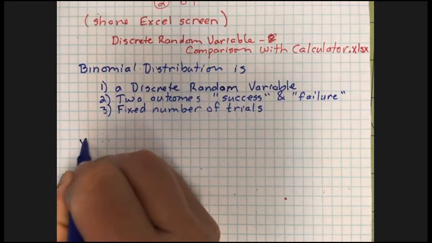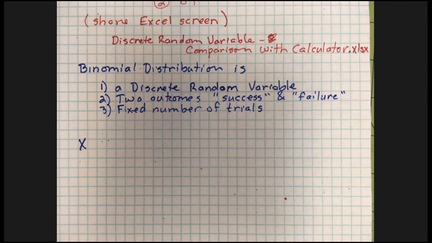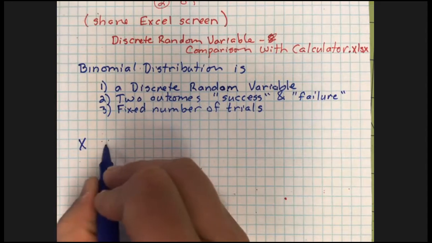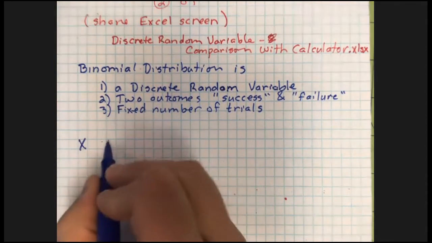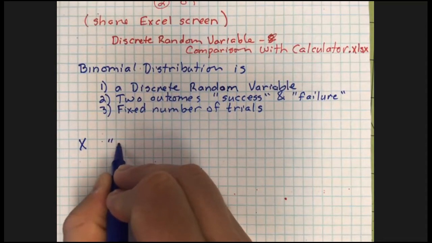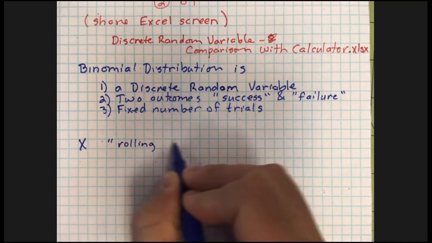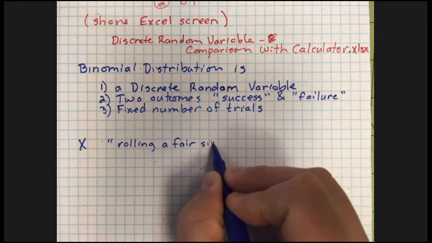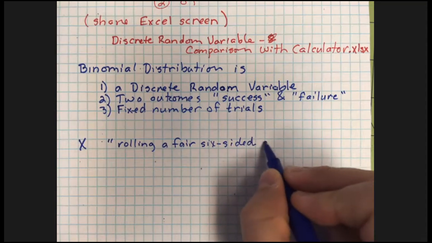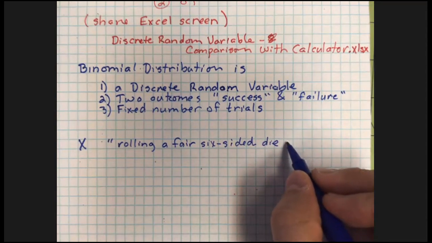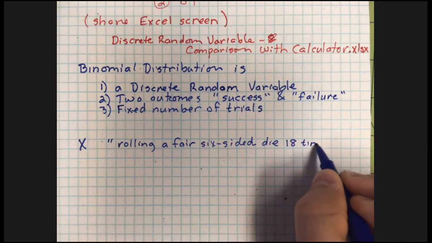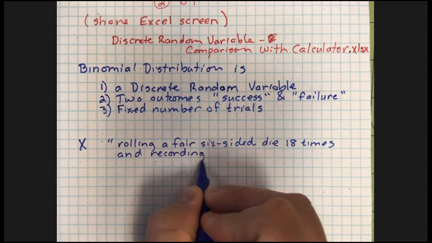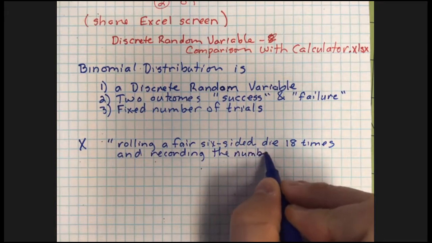So here's an experiment. And I'm going to go back to dice. And we can do this dice on the computer or on an Excel spreadsheet. I'm going to do it on a calculator, excuse me, so you can see it done on a calculator. So let's say X is rolling a fair six-sided die. I'm going to pick a round number, 18 times. And recording the number of times I rolled a one.